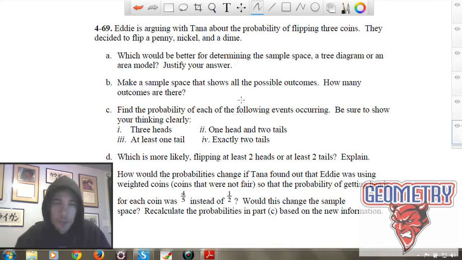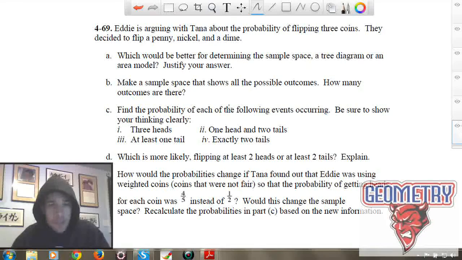Well, for this particular one, I'm going to say a tree diagram because we have 3 separate things going on, a penny, nickel, and a dime. And it's hard to represent 3 relationships in an area model. Usually we get 2, right? We make columns, we make rows. We need a third dimension there to represent the third coin here. So a tree diagram would be better.